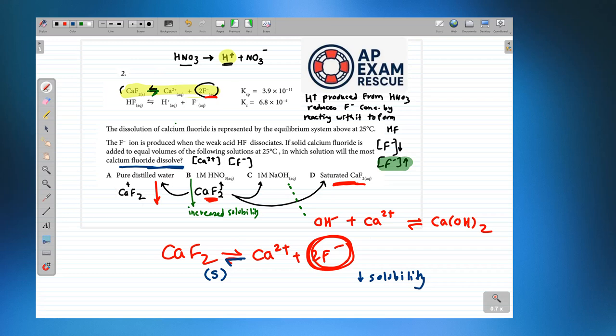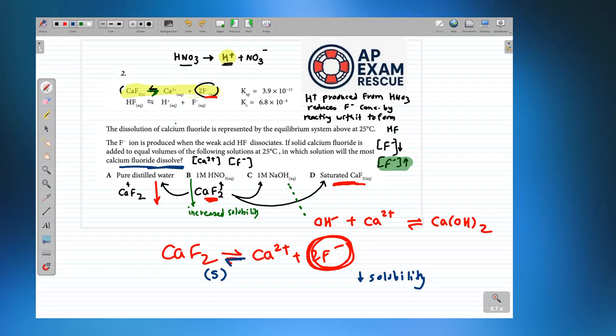In number B, it is correct because the H plus produced is gonna consume the F minus. The solution finds that F minus decreased. It will try to increase it, so it will move to the right. When it moves to the right, the solubility increases because I moved forward.